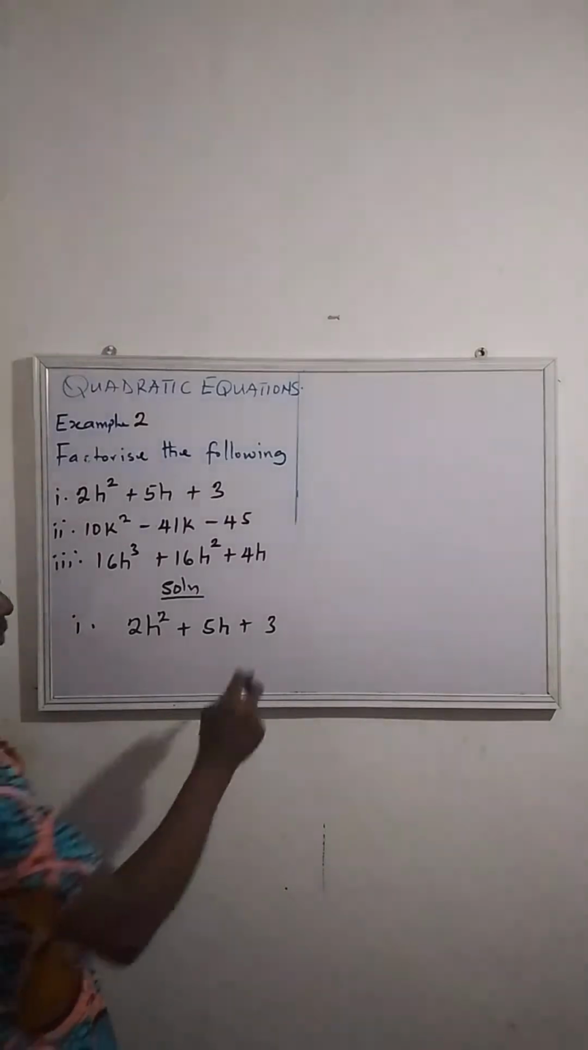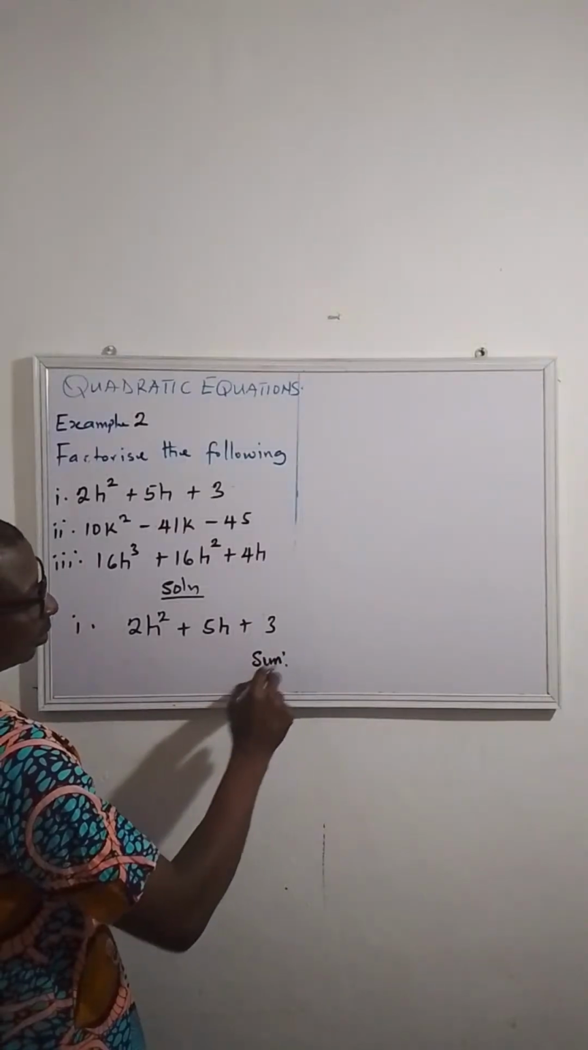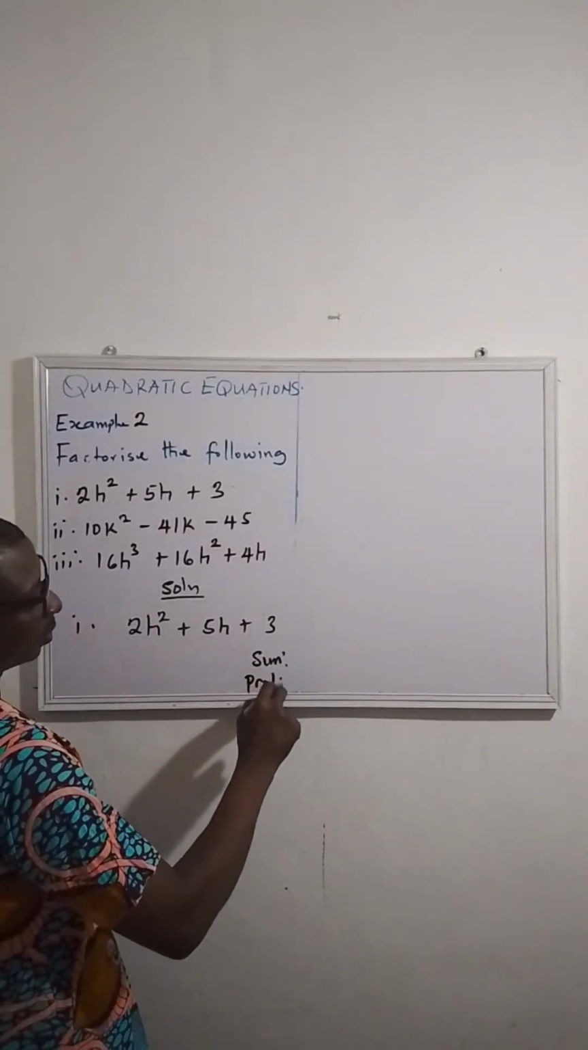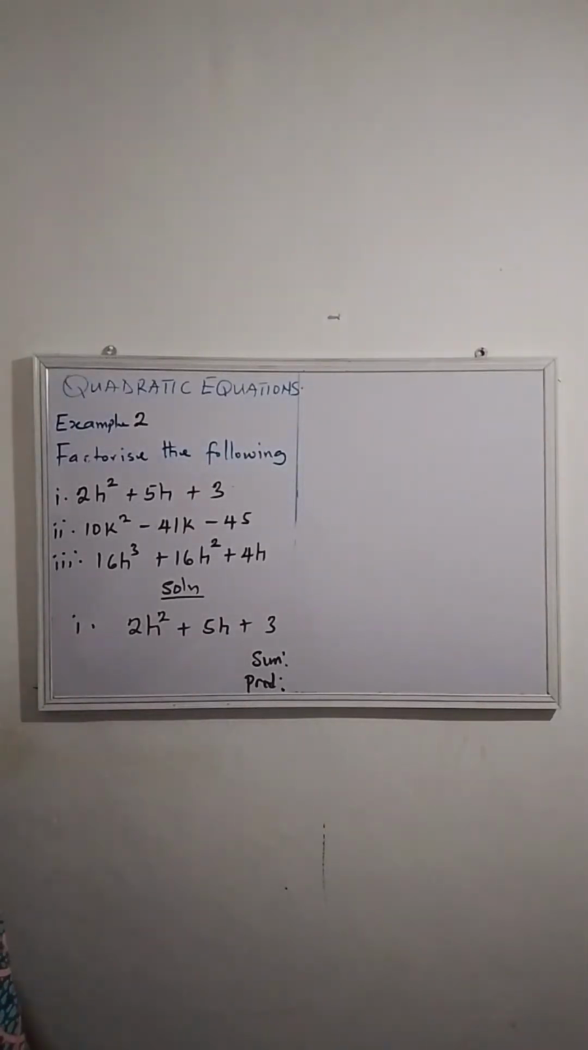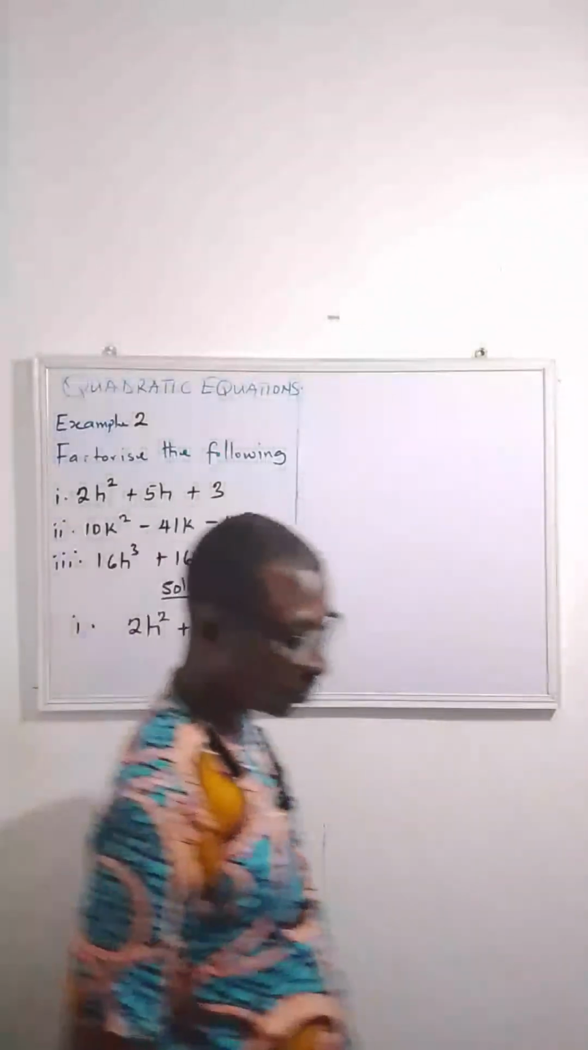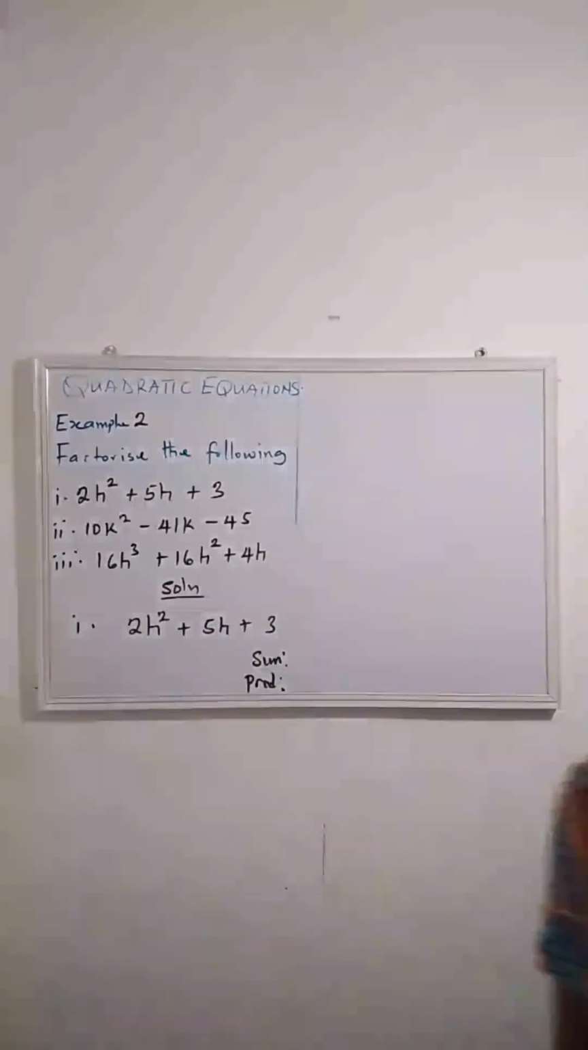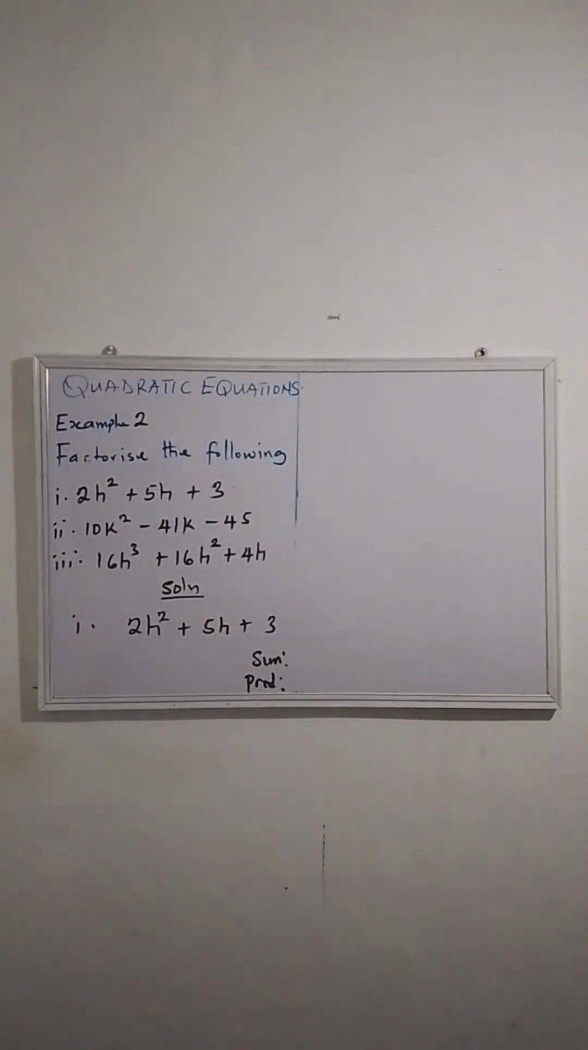Okay, yes, let's engage ourselves. What is the sum and what is the product? So I want to see how smart we are. What is the sum and what is the product of this quadratic expression? Okay, so don't forget what I said about products. So let's see those that will give us the correct answer here. What is the sum and what is the product of what we have there?